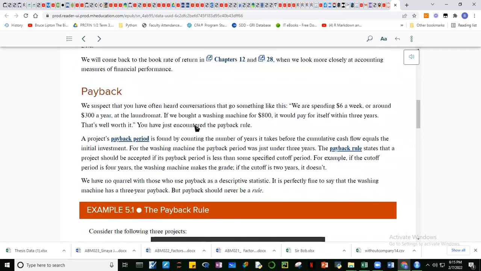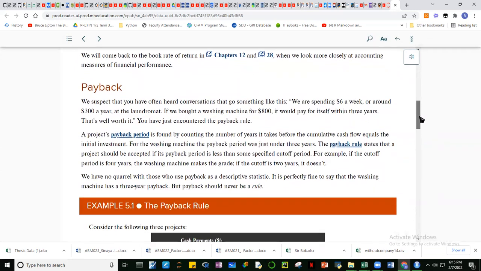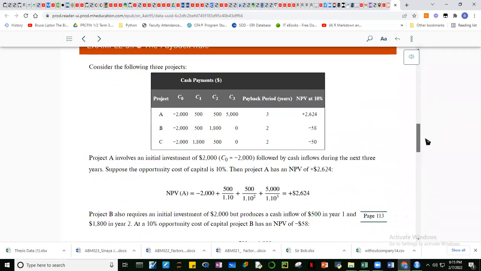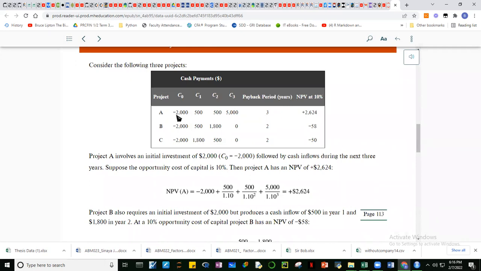Another measure is payback. Payback tells us how long it will take us to recover the investments. Okay, take a look at this. You have project A, the initial investment is 2,000. So you have here 500, 500, 5,000. Now comparing project A, B, C, okay, in terms of payback, project C is the best among these three investments. Why? Because you'll be able to recover your initial investments of 2,000 ahead of the others.